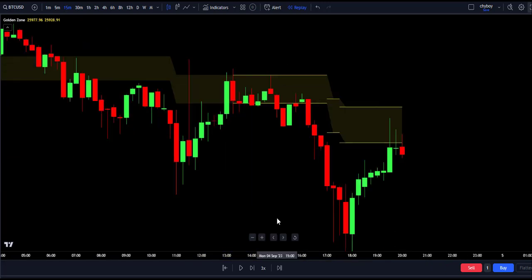Here, look at this trade. Is it the right time to enter a trade? If you said yes, you are right.